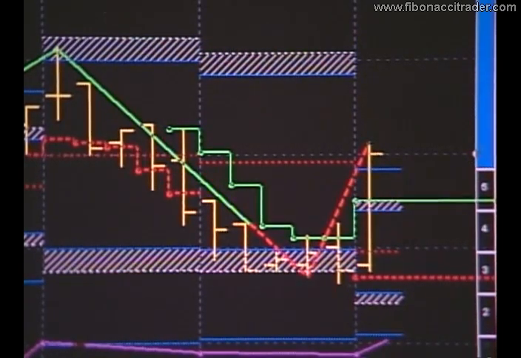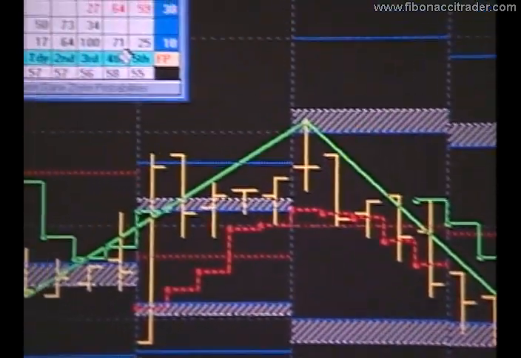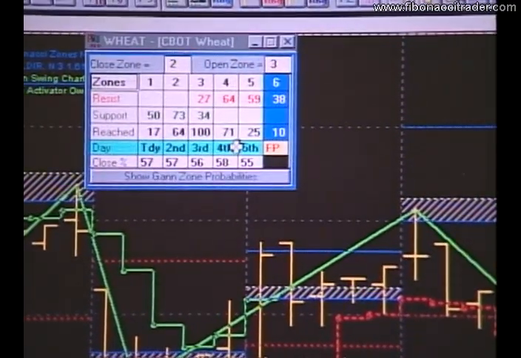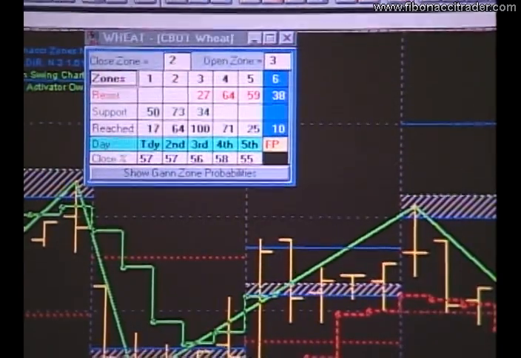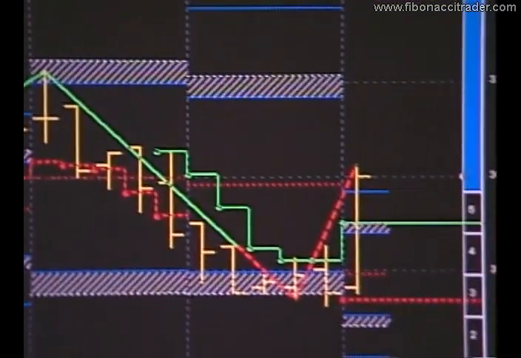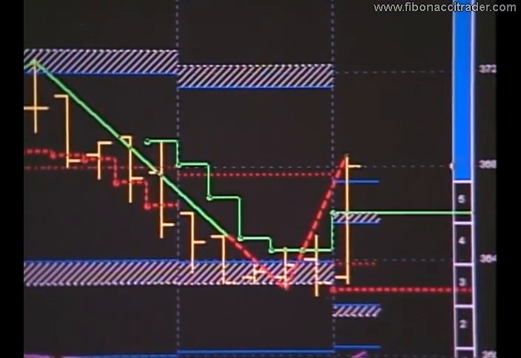What's the next thing? I can see that zone number 4 is reached 74% of the time, and the resistance is 64%. That's quite powerful. But what do I see on the close of the first bar? That the resistance, the potential resistance in zone number 4 is already failed.